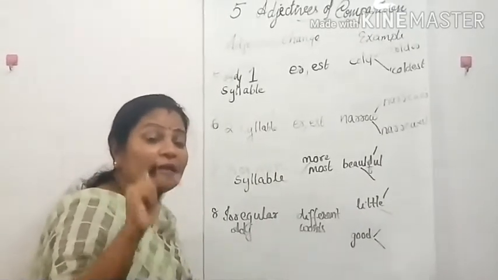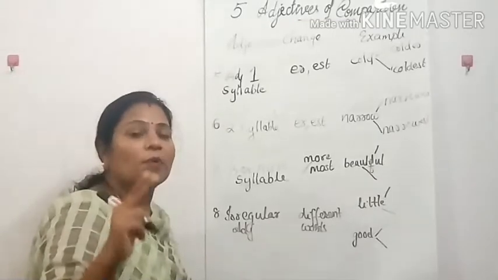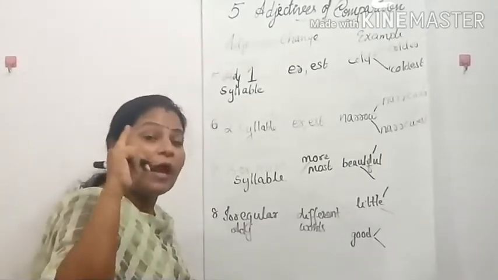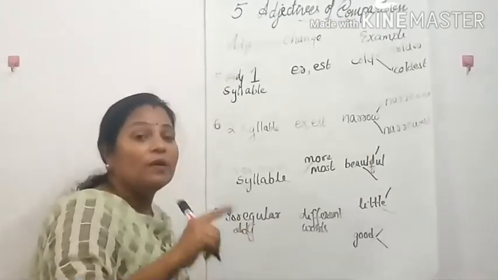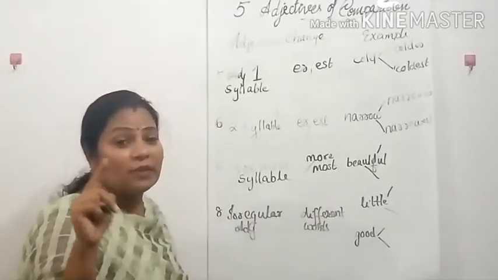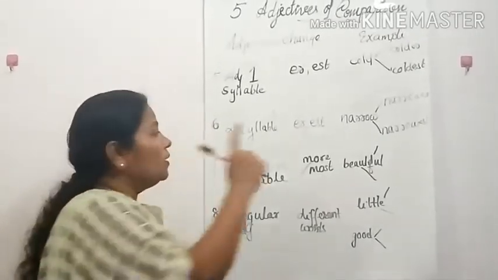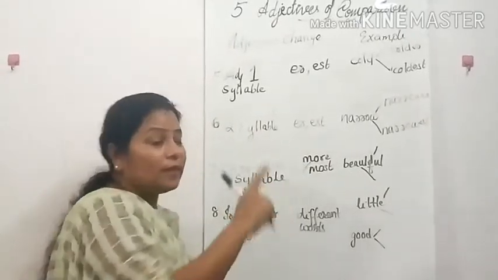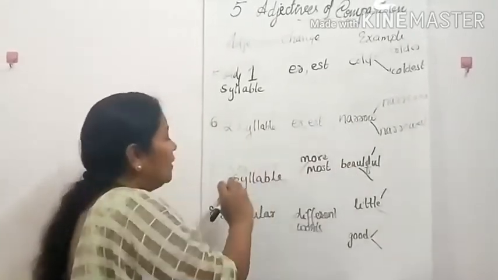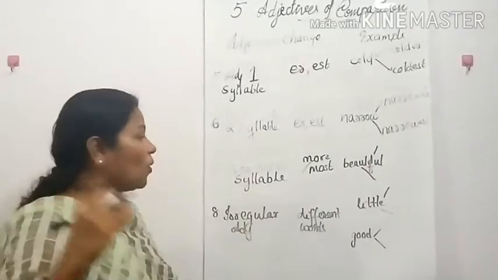Okay. Remember, two syllable we use in the case of adjective ending in Y. We use a two syllable word, but it will have Y, the last Y will be there. We change that Y and use IER and IEST. Okay. Now here it is two syllable. It is not ending in Y.